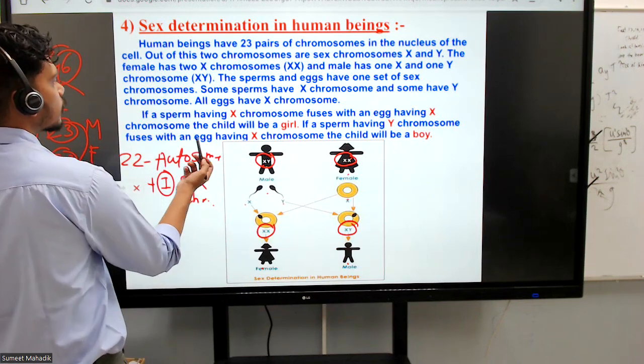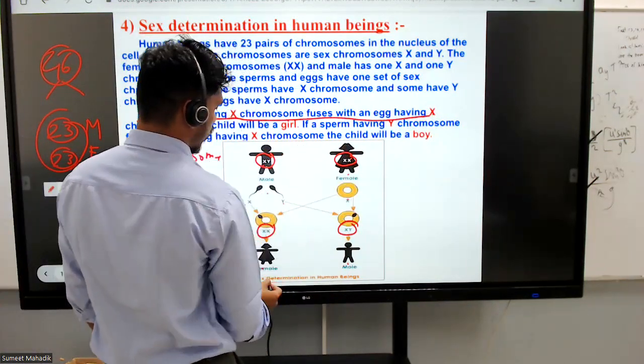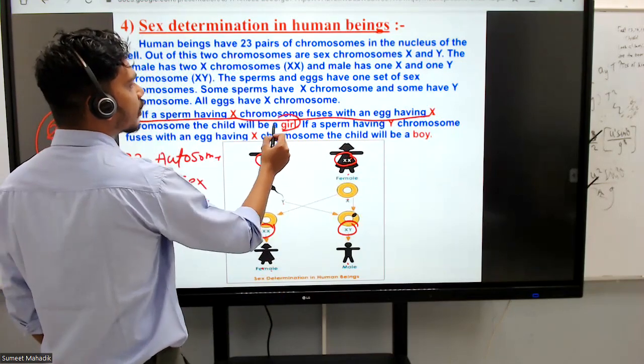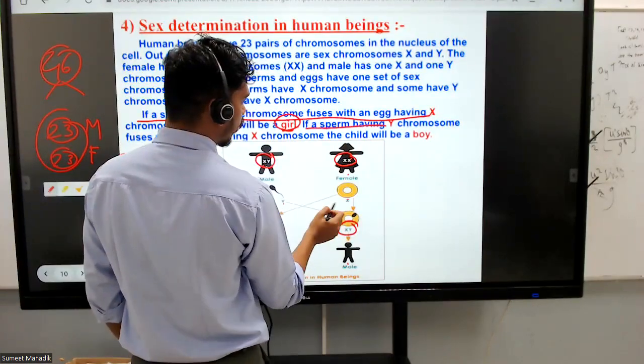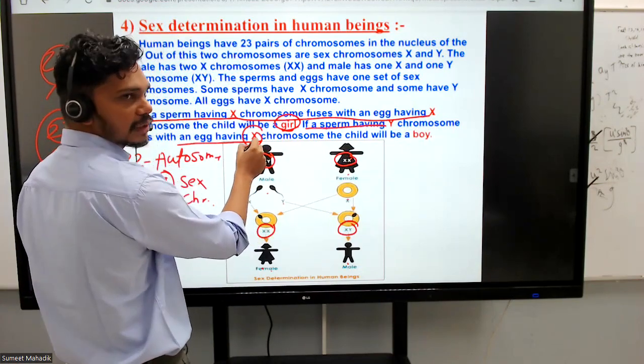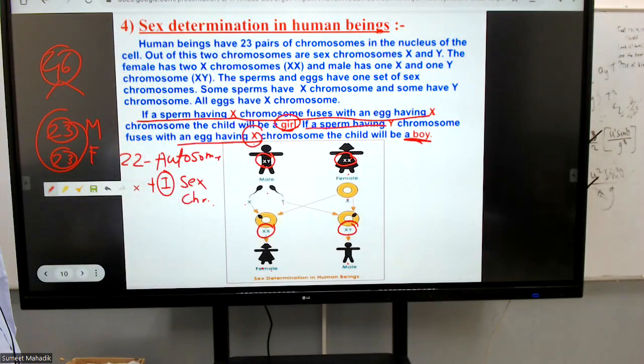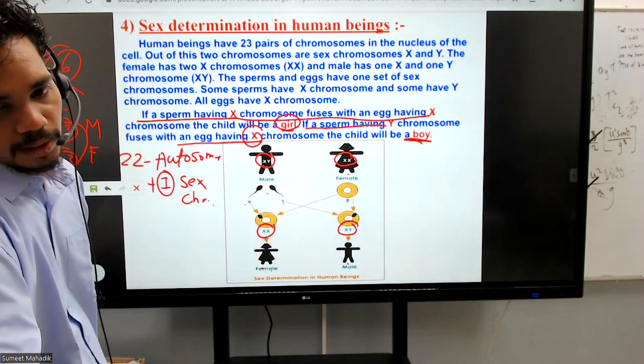So, who is responsible? If a sperm having the X chromosome fuses with the egg having X, a female will be there. Okay, a girl child will be there. If the sperm having the Y chromosome fuses with the egg having X chromosome, the X from the egg stays the same, and the baby boy will be there. So, who is responsible for sex determination? Yes.